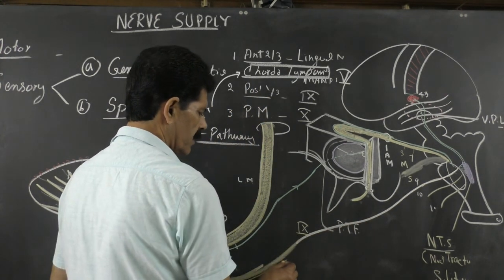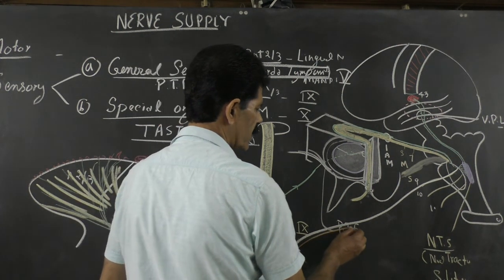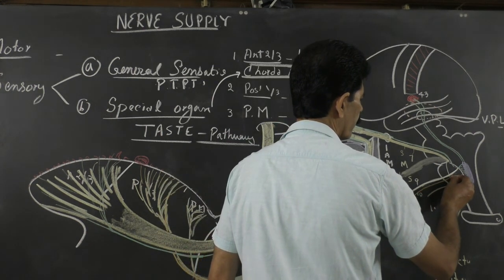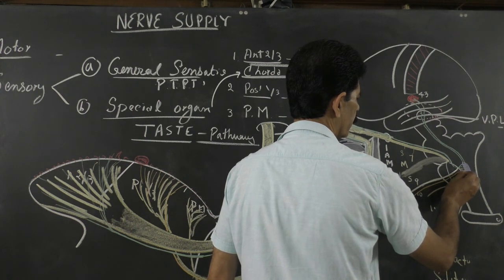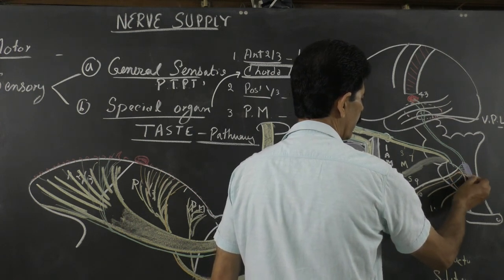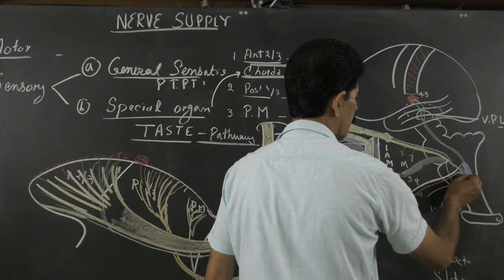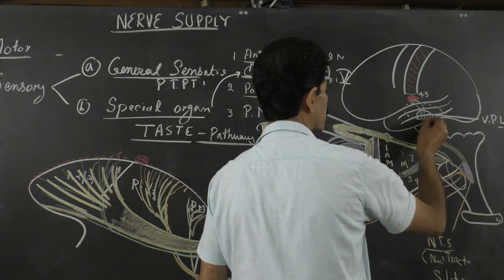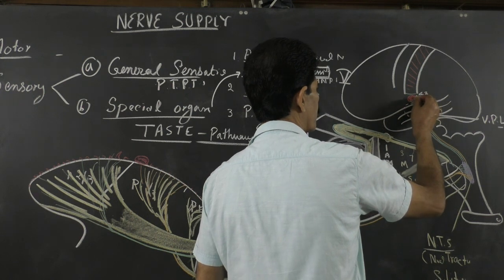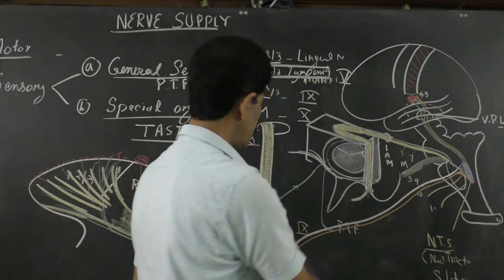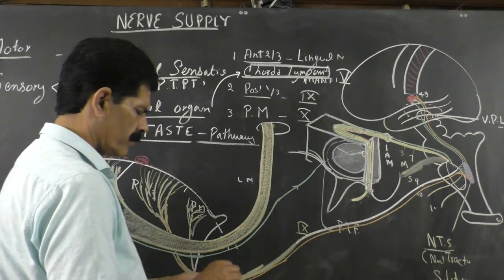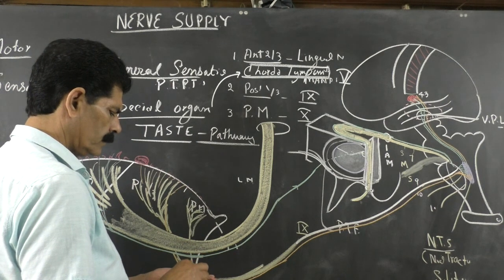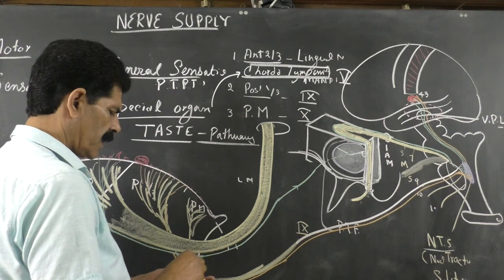So these taste fibers accompany the glossopharyngeal nerve, and they also enter into the brain from where the glossopharyngeal nerve is coming, and they relay in the lower part of the NTS. The similar fibers start, and the rest of the course is the same. So from the posterior one-third of the tongue also, the taste fibers reach the NTS and the taste area of the cerebrum.